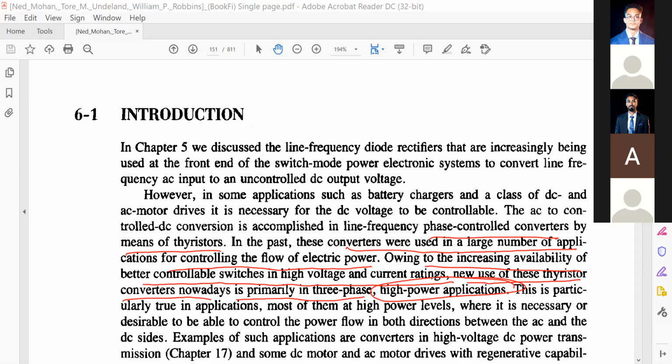And three-phase. Anyway, if we're going to the three-phase, we must know the operating principle in the single phase. This is particularly true in applications at most high power levels, where it is necessary or desirable to be able to control the power flow in both directions, the AC to DC side. That means AC can be converted to DC, or DC can again be converted to AC. Examples of such application converters are in the high voltage DC power transmission, that is given in this book in chapter 7.